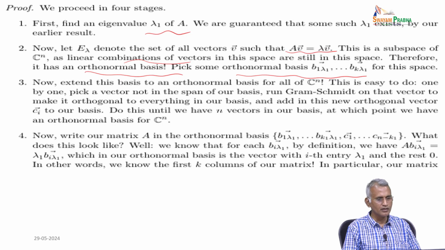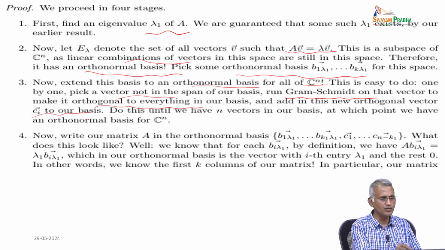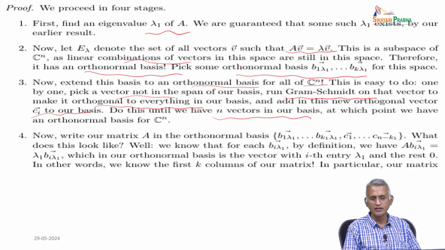Third, we extend the basis to an orthonormal basis for all of Cn. This is easy to do one by one. Pick a vector not in the span of our basis and run the Gram-Schmidt process to make it orthogonal to everything in our basis. Add this new orthogonal vector Ci to our basis. We repeat until we have n vectors in our basis, at which point we will have an orthonormal basis for Cn.